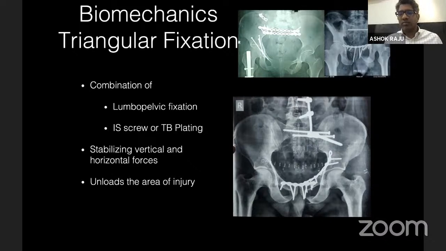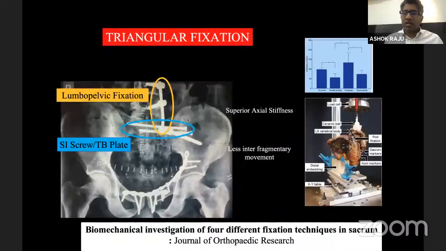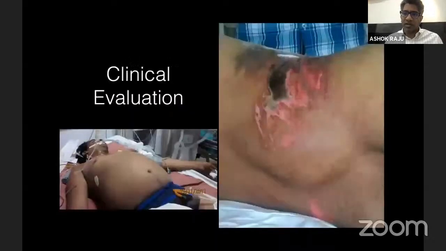What happens is that through a triangular fixation, the load gets transferred from the ilium directly into the spine, thereby offloading the injured part of the sacrum and helping in fracture healing. There are multiple studies which have shown different methods of fixation of sacrum, and it has been shown that the triangular fixation has the superior axial stiffness, and hence, because of this, it has maximum stability and leads to lesser interfragment movement, creating an environment for better fracture healing.